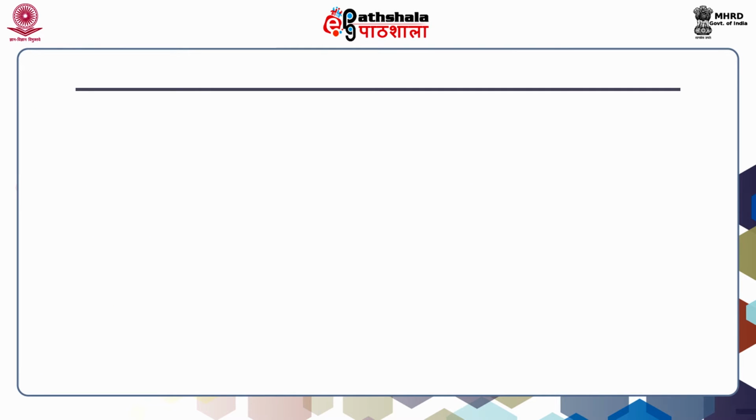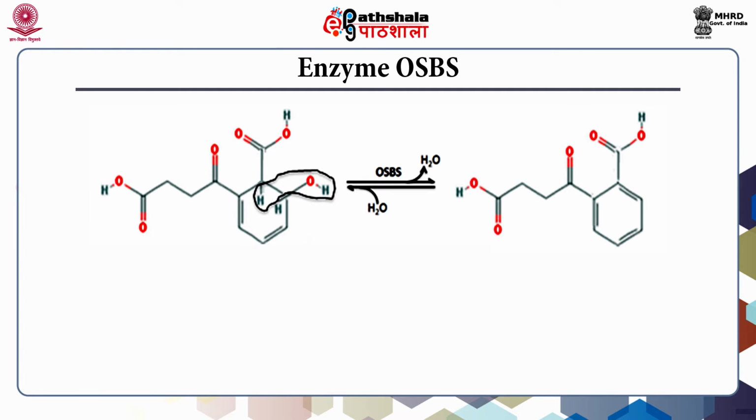In the last module, we took the example of enzyme OSBS, that is orthosuccinyl benzoate synthase, to search the PDB database, and found enzyme structure 1-FHV bound to its product OSB. It catalyzes the dehydration of the substrate to form product OSB.